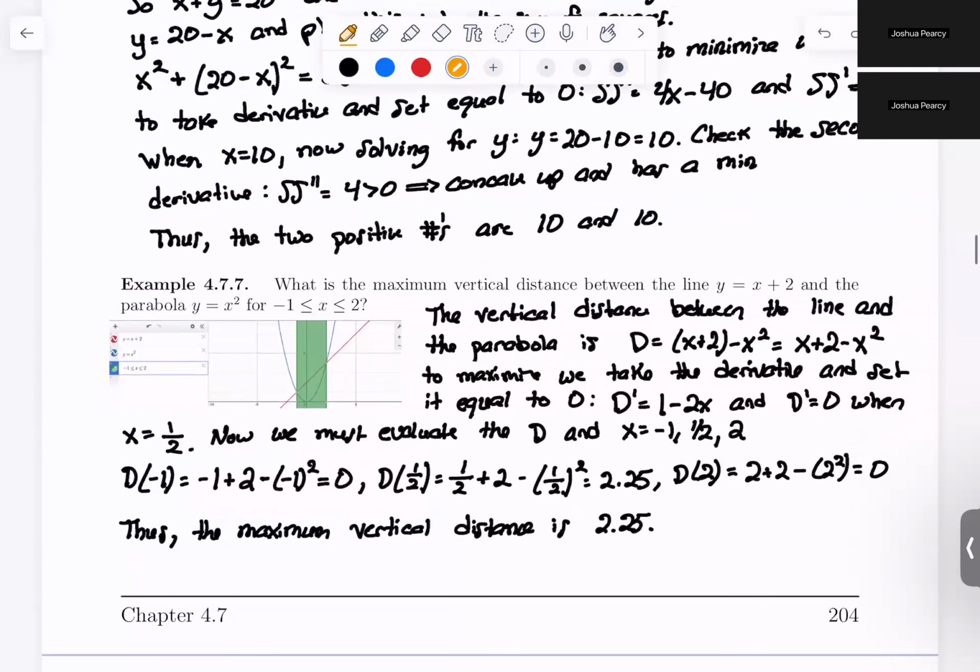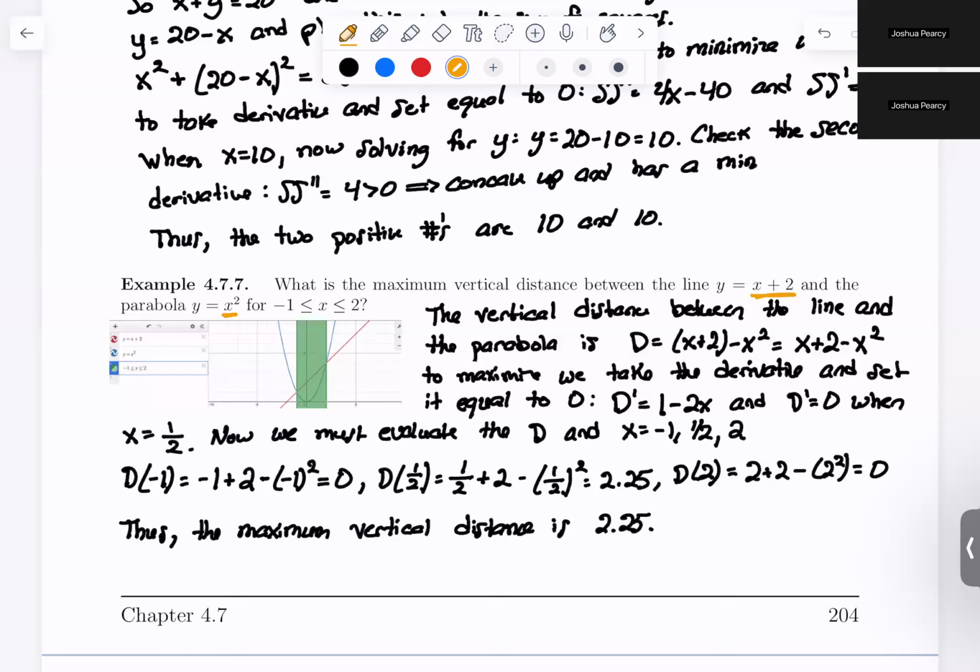So now let's move on to example 4.7.7. So here for example 4.7.7, it says, what is the maximum vertical distance between the line y equals x plus 2 and the parabola y equals x squared for x being in between negative 1 and 2? So what we want to do is, so the vertical distance between these two, y equals x plus 2 and y equals x squared. So we can just take the difference between this here and this here, right?